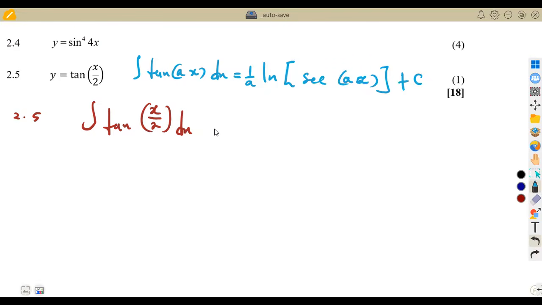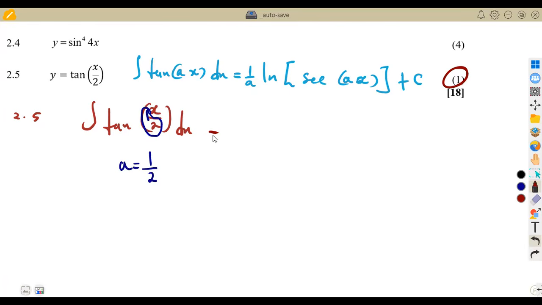So if you check on page 2 of your formula sheet, tan ax is given as 1 over a ln sec ax plus a constant. So meaning to say, here it was just a normal application because it's 1 mark. So in order for us to properly see the a, we're supposed to write this properly. This is the same as 1 over 2, here it's 1 over 2 times x. This is our a. So our a there is 1 over 2.